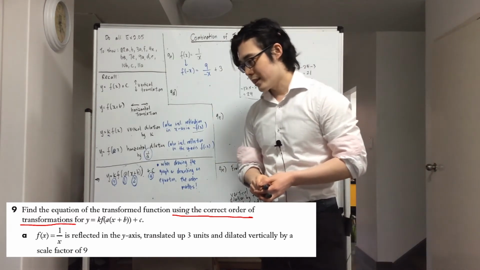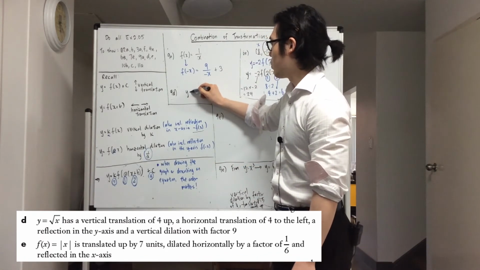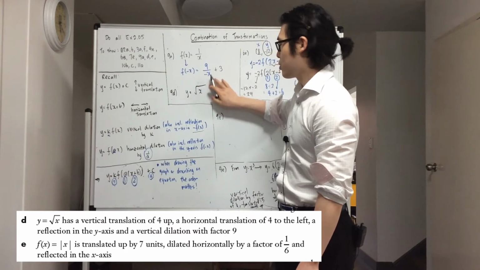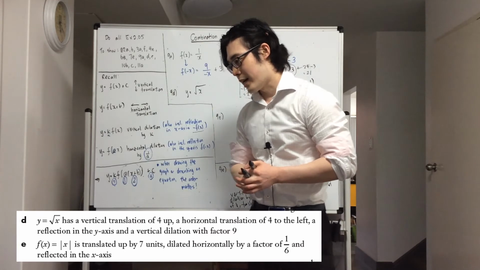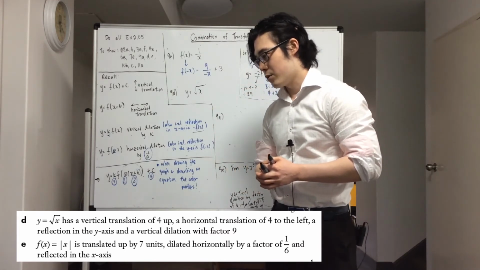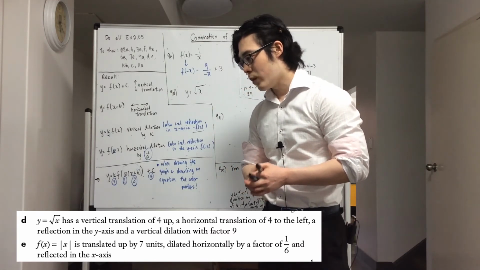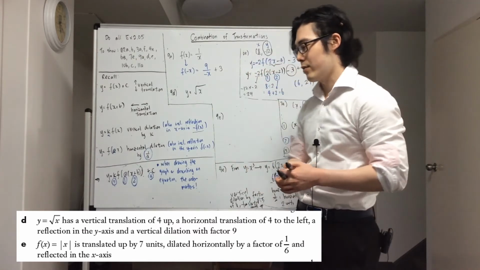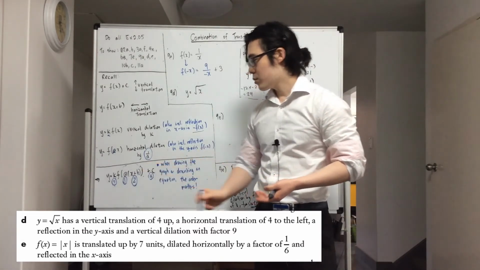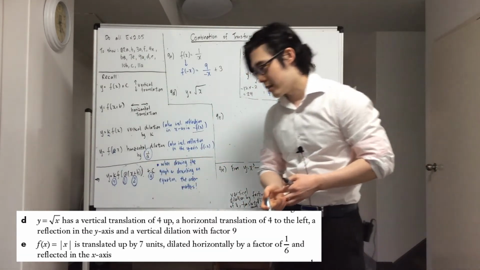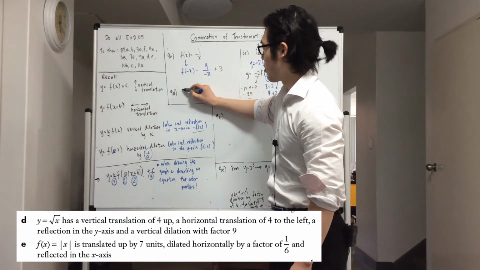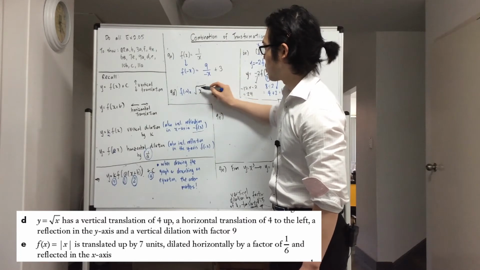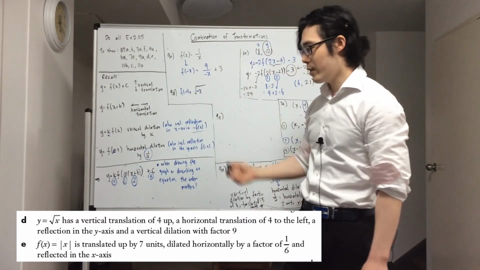Let's do the same thing for question 9D. We got y equals root x. So reading the question, it has a vertical translation of 4 up, horizontal translation of 4 to the left, a reflection in the y-axis, and a vertical dilation factor of 9. So once again, horizontal dilation comes first. In this sentence is the reflection in the y-axis. So we want to apply minus x first, which is just the same thing as just putting a minus in front.